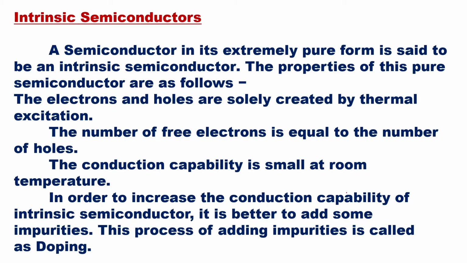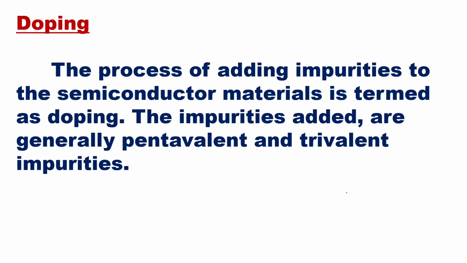So here we will see what doping is. Doping is the process of adding impurities to the semiconductor materials. The impurities added are generally of two types. One is pentavalent and one is trivalent. Now what is pentavalent? Pentavalent atoms are the atoms which have 5 valence electrons.